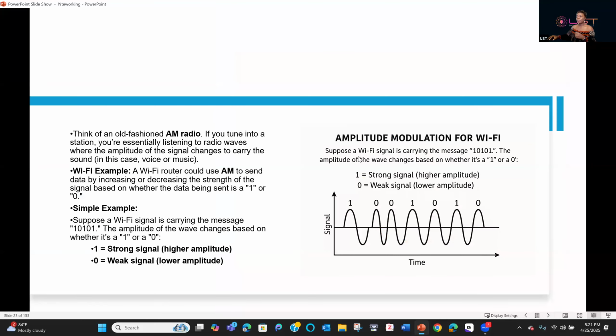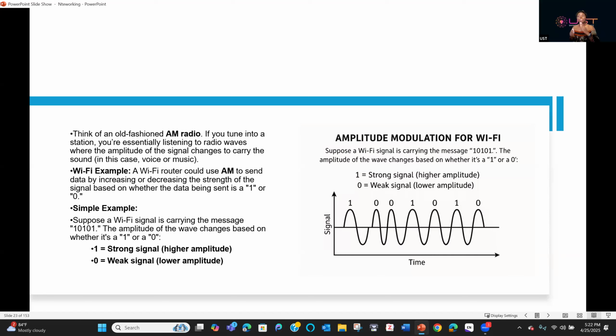Let's go to the next slide. First, they say think of an old-fashioned AM radio. If you tune into a station, you are essentially listening to radio waves where the amplitude of the signal changes to carry the sound. That's the strength. The amplitude, the AM, will change to carry that sound. That way you can listen to voice or music. Have you been in a place where you got some form of crooked sound? This is exactly what we are talking about.